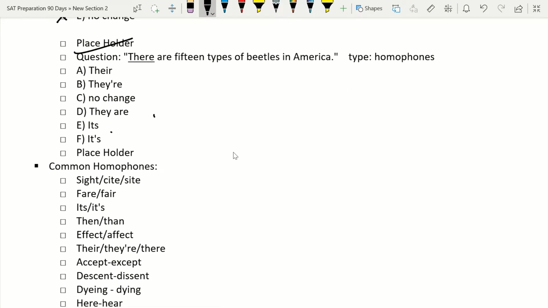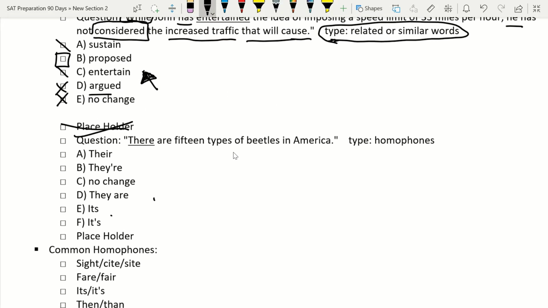All right, next up we have another example question. So we have, there are 15 types of beetles in America. Okay, now what type of question is this? Well, we see we have there underlined. Anytime that I see a homophone underlined, that's an indication to me that it's probably going to end up being a question that tests me on homophones, right? So in this case, my question type is homophones. I see that obviously because my answer choices, they're all homophones.